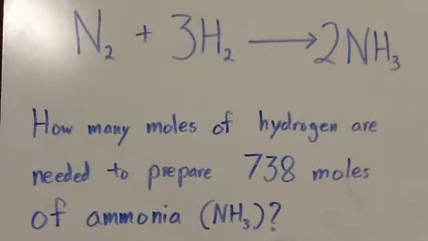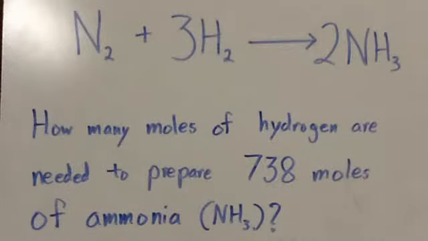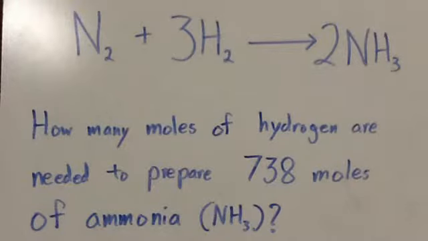The N2 and the H2, nitrogen and hydrogen, are both diatomic molecules. So just keep that in mind. There are 2 atoms per 1 molecule. But in the balanced chemical reaction, their coefficients are 1 for the nitrogen and 3 for the hydrogen. And the result of this synthesis reaction is 2 ammonia molecules.